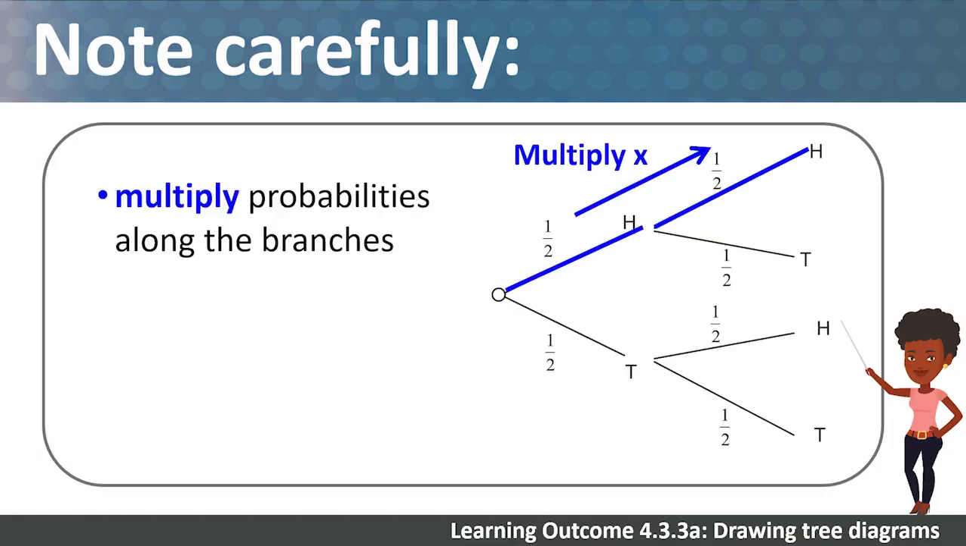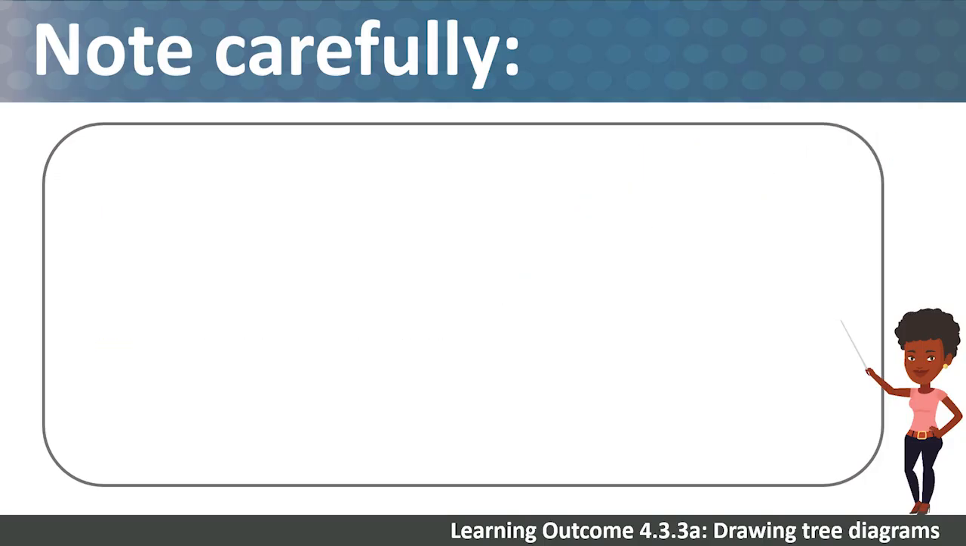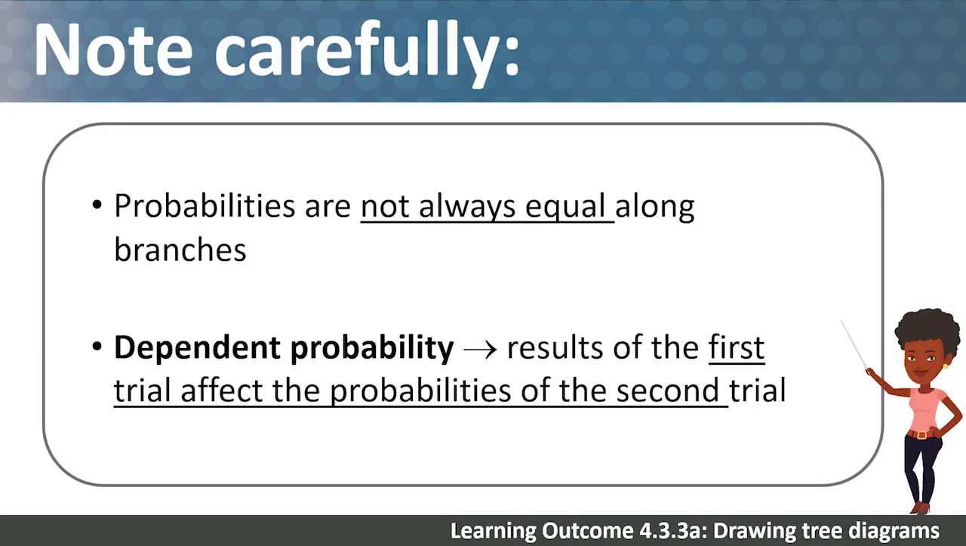Remember, we multiply probabilities along the branches, and we add probabilities down the columns. Be careful! The probabilities are not always equal along all branches. For example, if you have different numbers of objects. Also note that if you have a dependent probability situation where you withdraw without replacement, as in our example with black, yellow, and red balls, the probabilities on the branches change after the first draw.